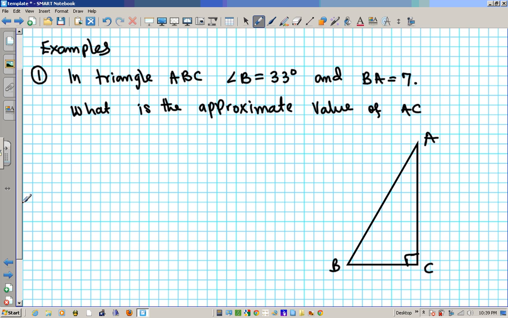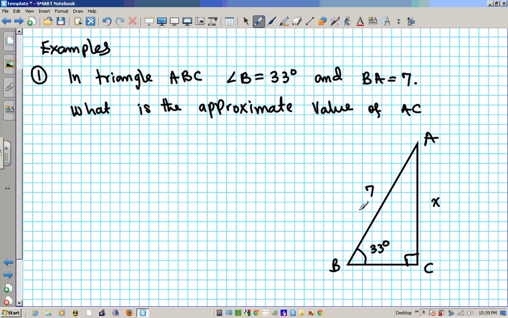Before we find the length of the missing side, we need to label what we know, because what we know basically determines what ratio we're going to use. We're given angle B, so that automatically makes this our reference angle. Angle B is 33 degrees. Side BA is 7. And the side we need, let's call it X. This is the side we need to find.